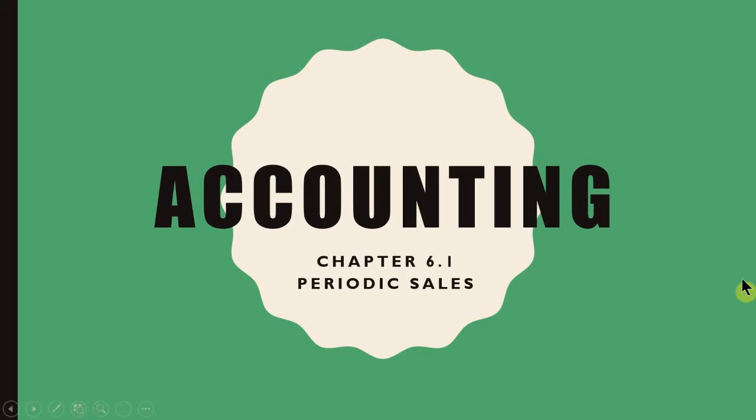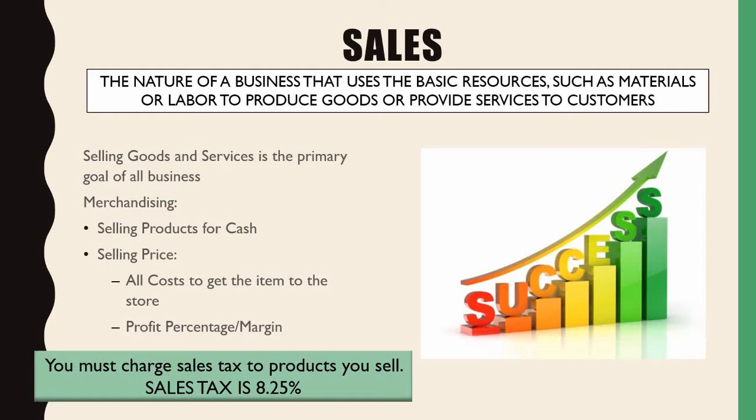As I mentioned earlier, chapter 5 was all about how we purchase or obtain periodic inventory. Now, this is the chapter where we're going to learn how we actually record sales when it comes to periodic inventory. Of course, we talked about the nature of the business. Our main goal is to sell a product with the intention to earn a profit.